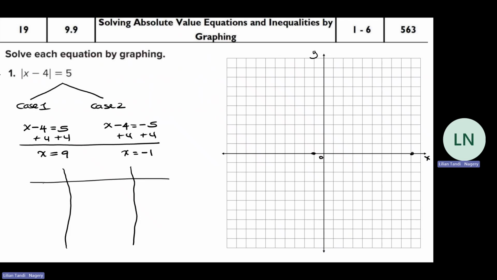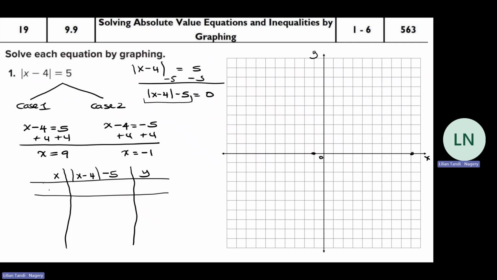Now, from the table, you have to make this equal to 0. So, absolute value of x minus 4 equals 5. I will subtract 5 on both sides. I will get absolute value of x minus 4 minus 5 equals 0. And this is what I will put over here: absolute value of x minus 4 minus 5. And this is my y, and this is my x.